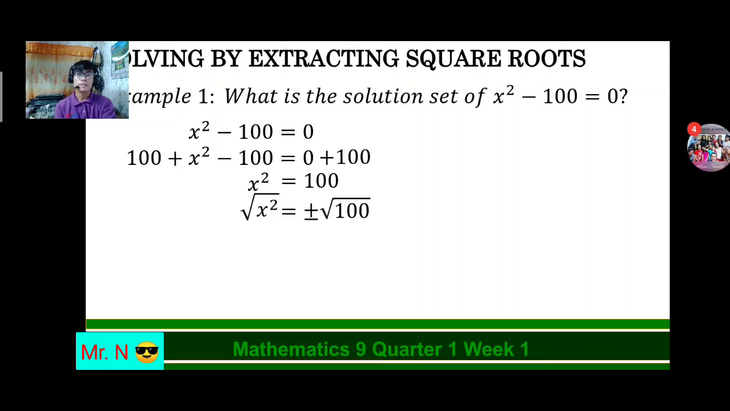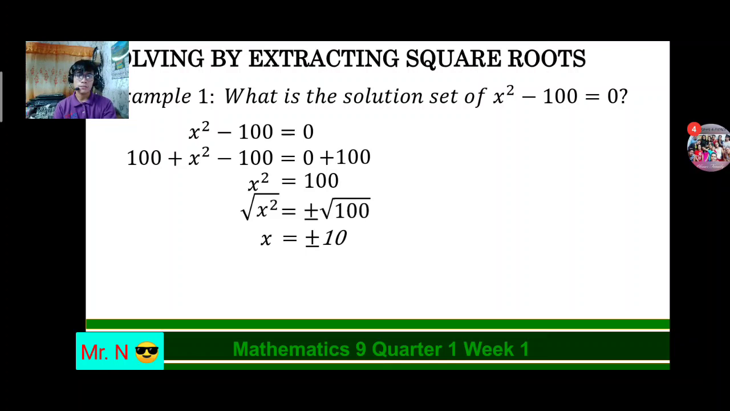Variable is just a representation of the unknown value. So, dun sa right side, nasa loob ng radical sign or the square root sign ay 100. So, doon tayo maglalagay ng positive or negative. And now, let's simplify. What is the square root of x squared? Okay, the square root of x squared is x is equals to positive or negative square root of 100. What is the square root of 100? Okay, very good, 10. So, we have positive or negative 10.